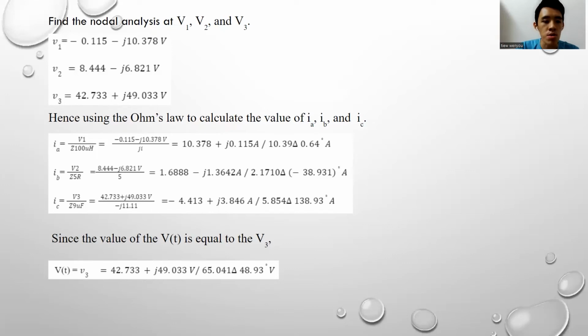Since the value of VT is equal to V3, VT will equal 42.733 plus j times 49.033 volt, or we can say 65.041 angle 48.93 volt.